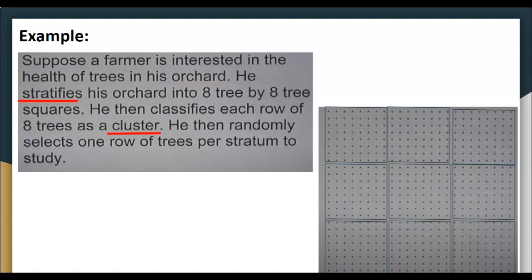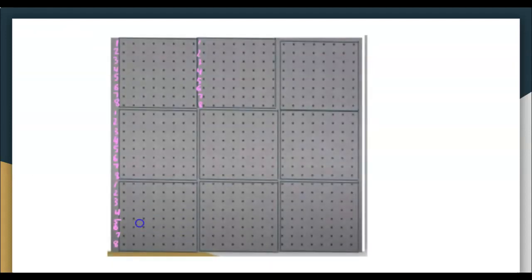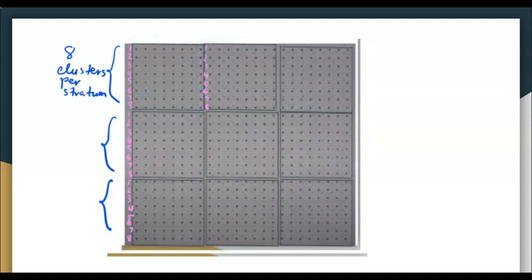Then what he does is represent each row as a cluster. That means he has 8 clusters per stratum. Now he wants to take this sample. So he will number each cluster within each stratum: 1, 2, 3, 4, 5, 6, 7, 8. So let's assume that the top row is always row 1 and the bottom row is always row 8.